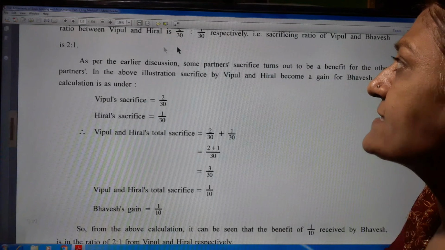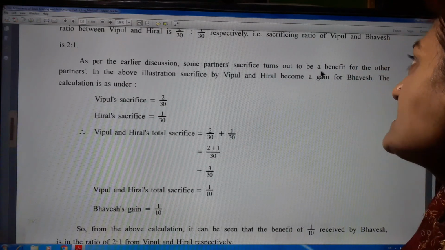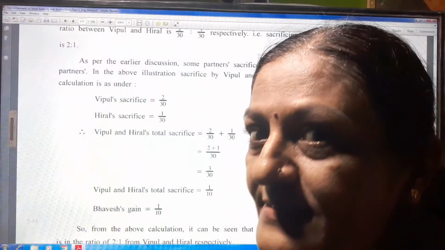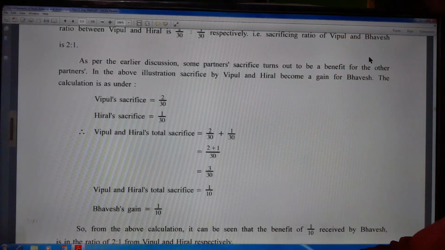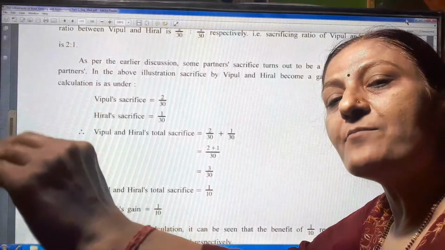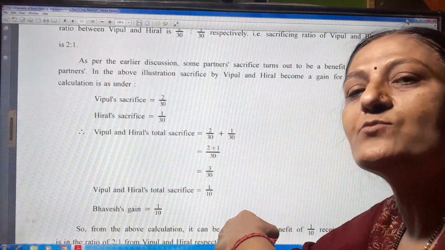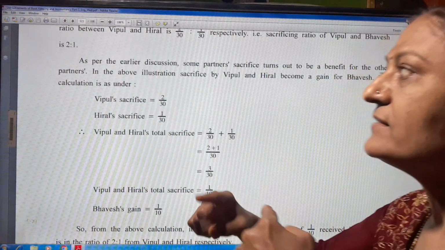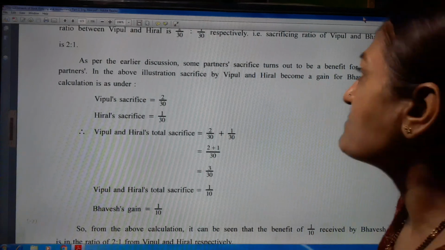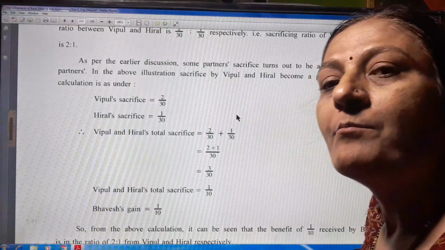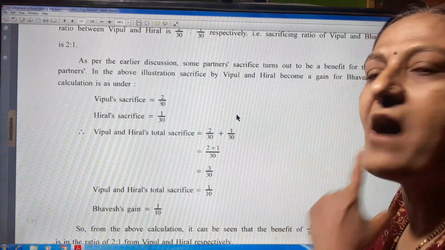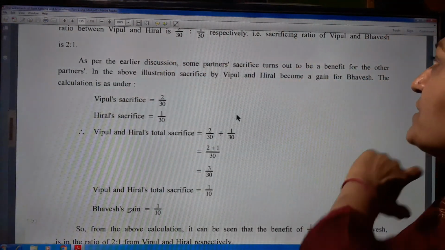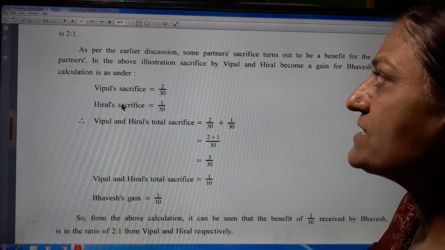As per the earlier discussion, some partners' sacrifice turns out to be a benefit for the other partner. We know that if one partner makes the sacrifice, then the other partner receives the gain. This way, in the above illustration, the sacrifice by Vipul and Hiral becomes the gain for Bhavesh. The calculation is as under.